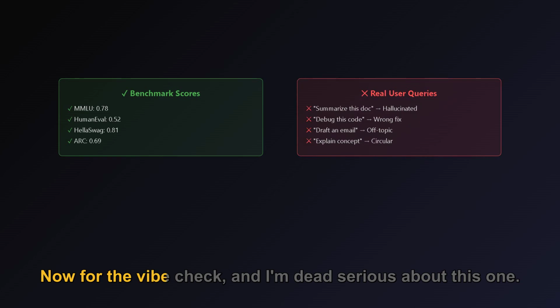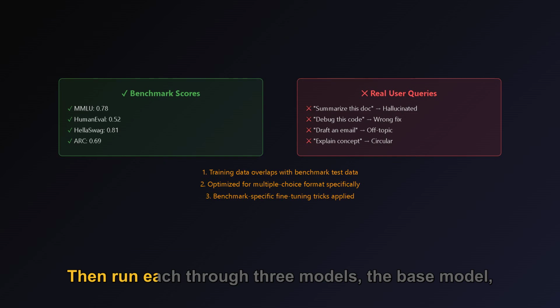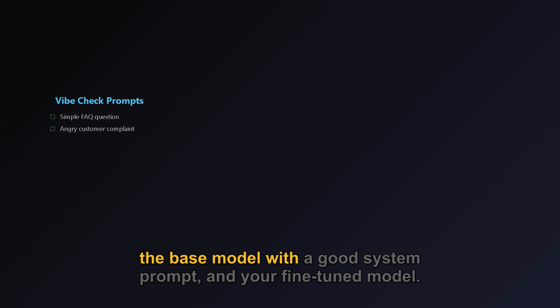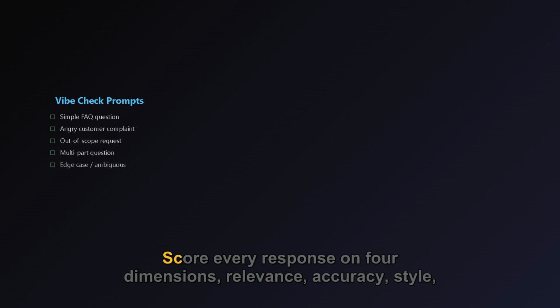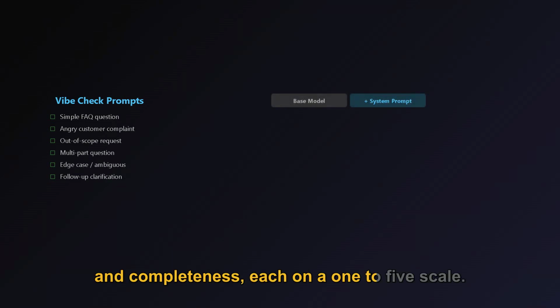Now for the vibe check, and I'm dead serious about this one. Create 20 to 30 prompts that represent your actual use case. Then run each through 2 models: the base model with a good system prompt, and your fine-tuned model. Score every response on 4 dimensions: relevance, accuracy, style, and completeness, each on a 1 to 5 scale.